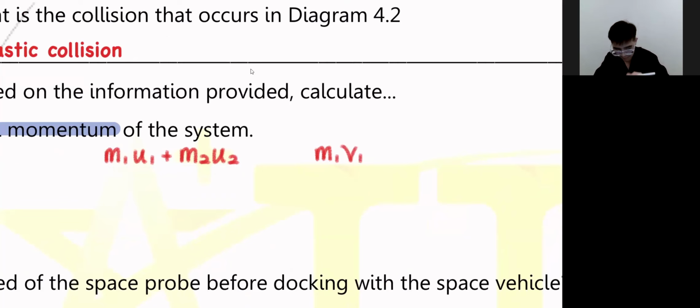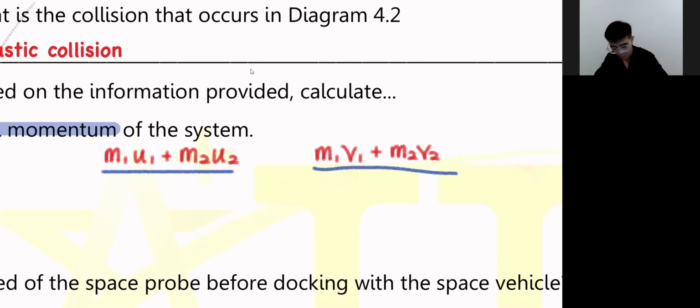So you can use the momentum of the space vehicle. Sorry, the first object is the space vehicle, correct? Okay, first object is the space vehicle. And then also calculate the momentum of the space prop, M2, V2. I'm using V now because V means final velocity, which is the velocity after they collide. And you sum them together, right? It will also give you the same value as you calculate this one. So these two values, when you add them together, they are supposed to be the same.